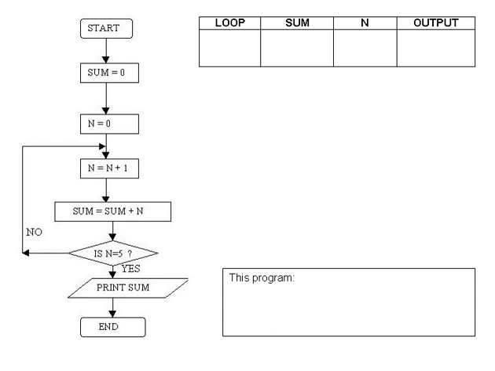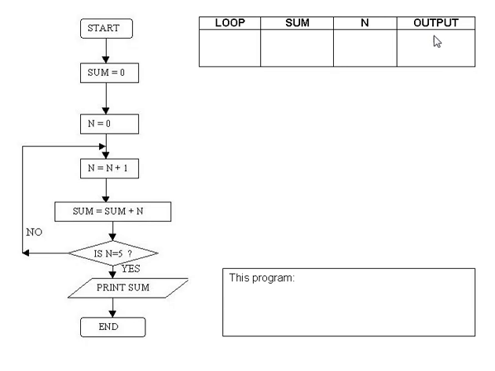So here we're doing an example of a trace table. I've got my flow chart here on the left that you should have in front of you, and I've set up my little table here with my column headings sum and n. Those are my two variables.